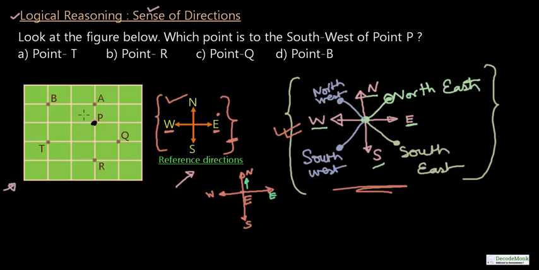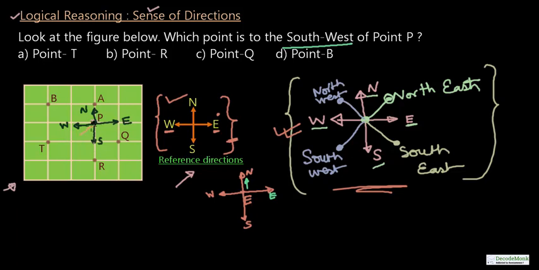So coming to our original question, it asks, look at the figure below. Which point is to the southwest of point P? So if this is point P, then this is the north direction from P, this is west direction, this is your east direction, and this is your south direction. So the question is asking you southwest. So southwest means the point which is between south and west.